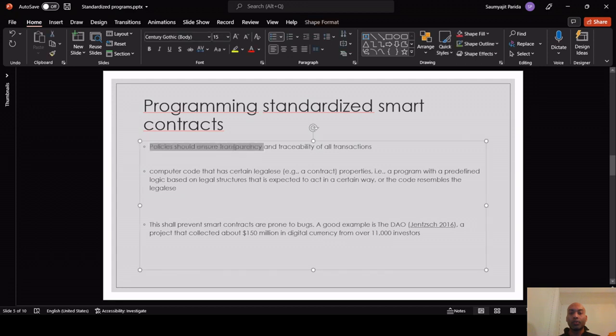Policies should ensure transparency and traceability of all transactions. That is the aim of those components.